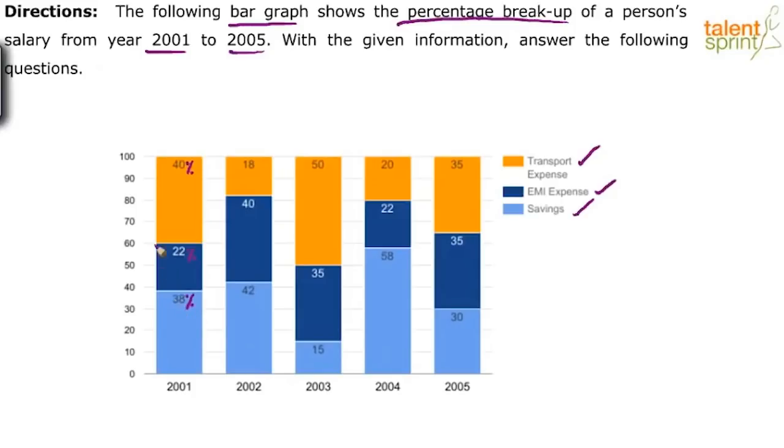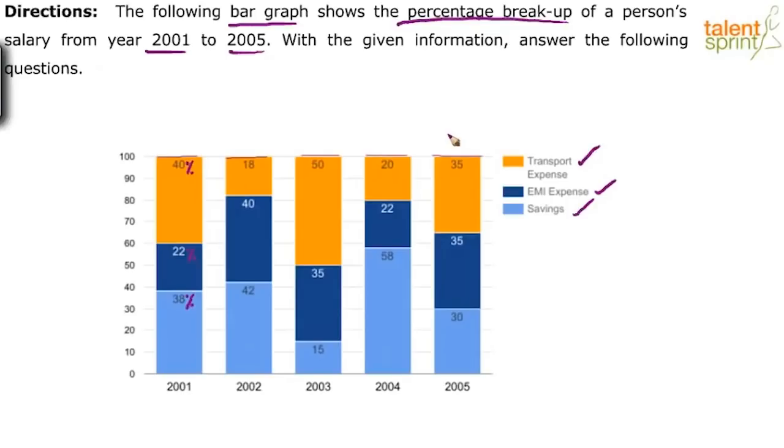If you observe, this should add up to 100, right? 38 plus 22 is 60%, and 60% plus 40% is 100%. Every bar, from 2001 to 2005, adds up to 100%. So out of the 100% salary, the breakup between transport expense, EMI expense and savings is given to us.